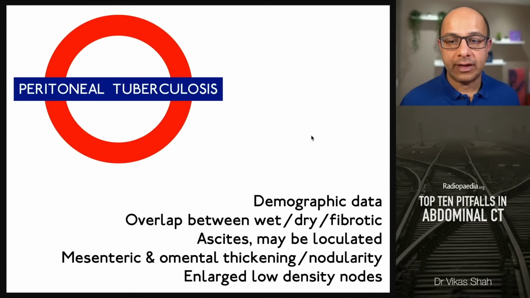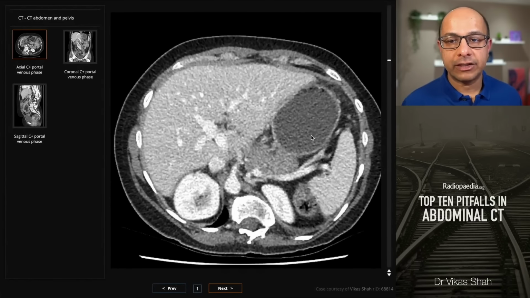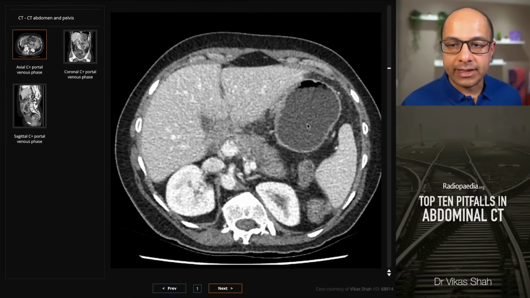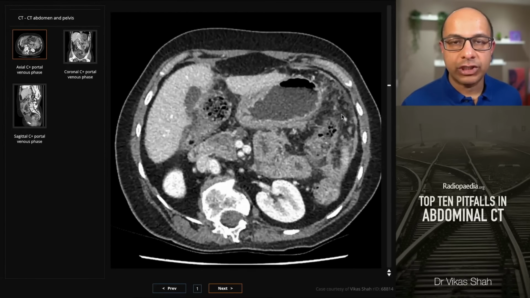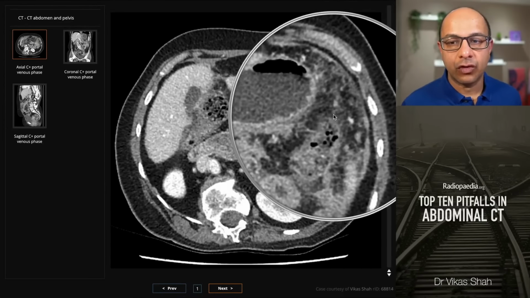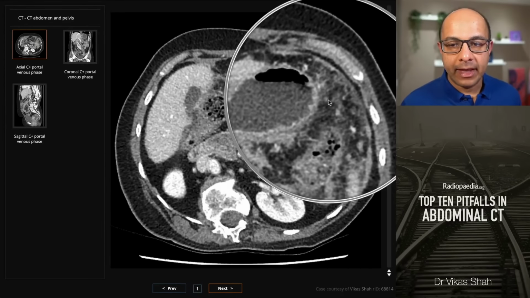So here is one more example, and this was proven peritoneal tuberculosis. So as we scroll down, we see that we've got this streaky increased density, nodularity of the omentum.